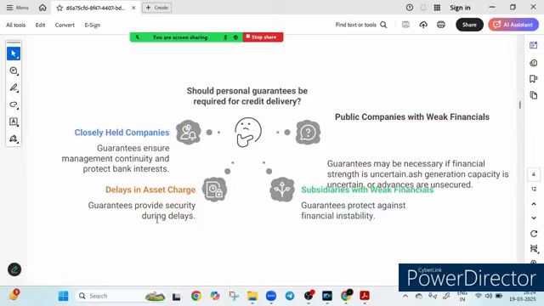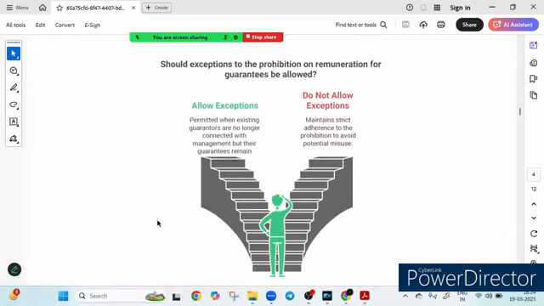Now let's shift our focus to the next diagram, which is: should exceptions to the prohibition on remuneration for guarantees be allowed? So let's try to uncover it. So friends, let's tackle a tricky question now. Should exceptions be allowed to the rule that prohibits remuneration for guarantees? There is a rule that prohibits remuneration for guarantees. Should exceptions be allowed to this rule?